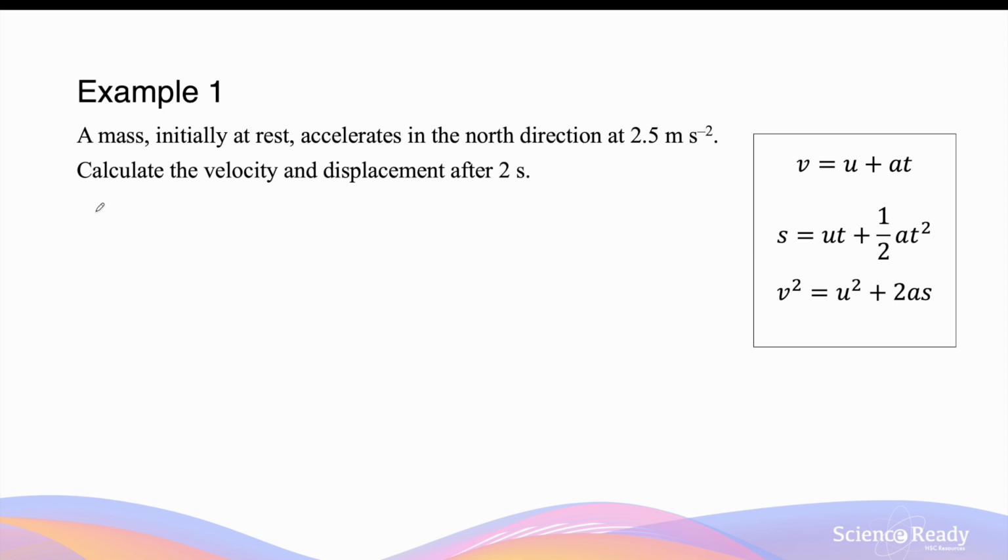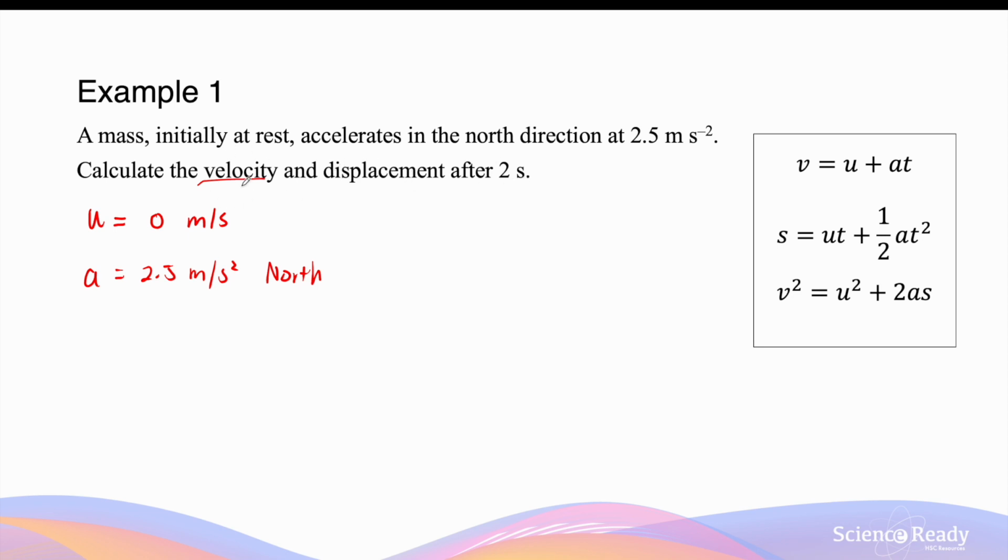Okay, so here let's look at what we are given by the question. We're given that initially it's at rest, so its initial velocity u is 0 meters per second. And its acceleration is 2.5 meters per second squared north. We have to calculate the velocity, that is the final velocity, and displacement after 2 seconds.